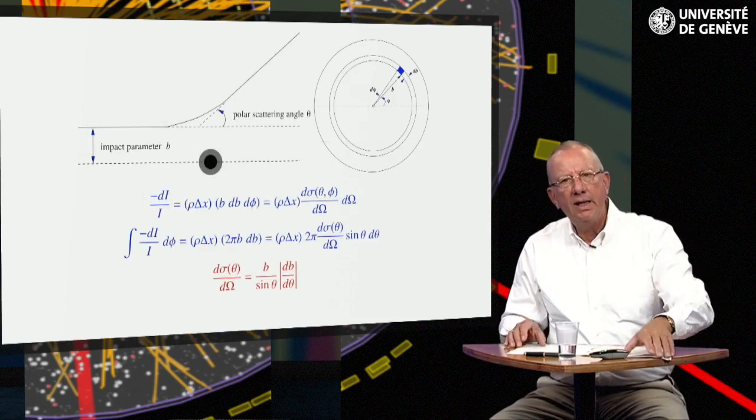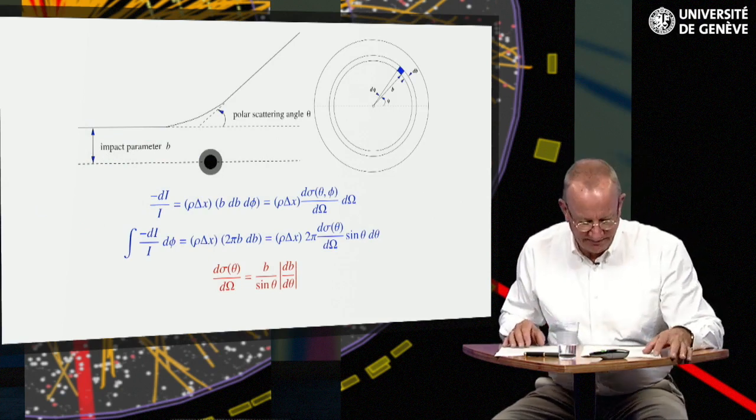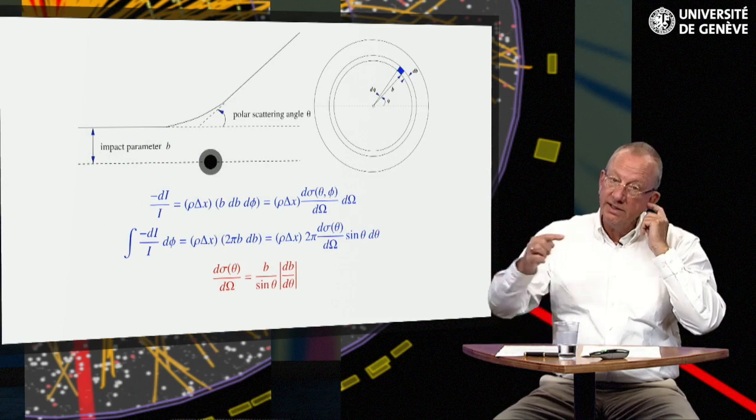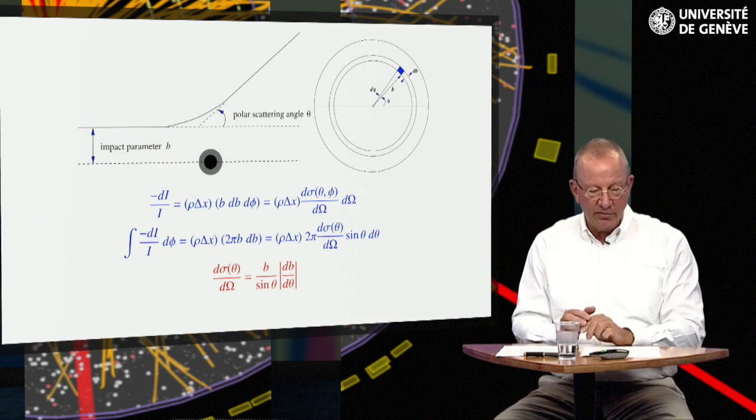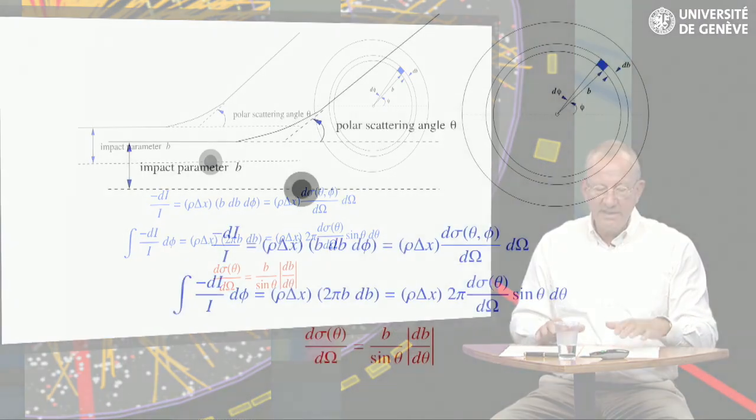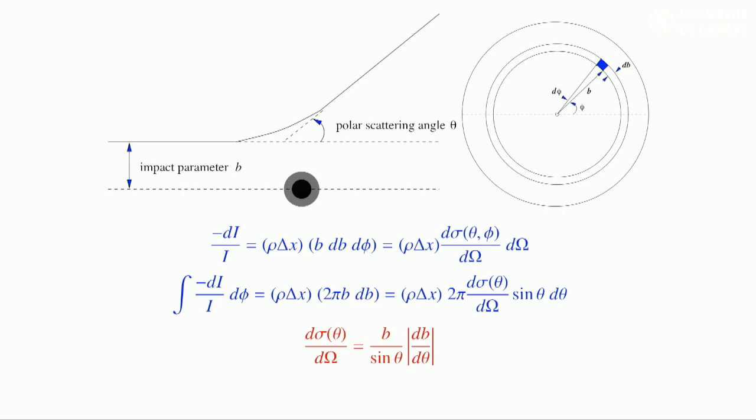Let us consider a system with cylindrical symmetry. The scattering probability is then independent of the azimuthal angle phi and only depends on the scattering angle theta. An example from classical physics is the scattering by a central force. It shows a fixed relation between the impact parameter b and the polar scattering angle theta. All projectiles with an impact parameter between b and b plus db and an initial azimuthal angle between phi and phi plus dphi are scattered into an element dΩ around the direction theta phi. The fraction of the incoming beam which falls into such a region is dI over I equal rho times delta x times b db dphi.